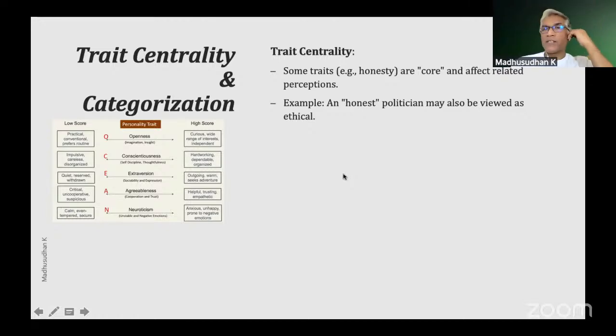So when I say some traits are core and affect related perceptions, what does it mean? An honest politician may also be viewed as ethical. When I say honest politician, immediately you will think, honest, then what do you say? You say he is ethical, and you will assign so many other things: he will come on time, he will do the work, he will do our work. We will go to him, he is very honest, he won't take money. You assign so many things.